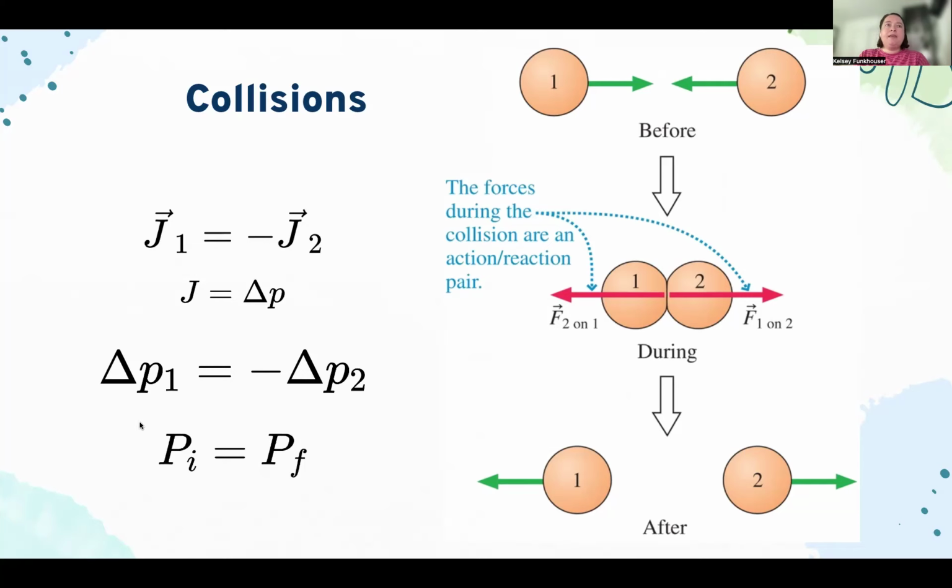But again, I also just defined the total momentum as the sum of the momentums of the objects in the system. So what that tells us is that if we take two objects that are going to experience a collision and treat them as a system, we can say that the initial momentum of that system is equal to the final momentum of that system. So that's telling us that in a collision, the total momentum is unchanged by the collision.